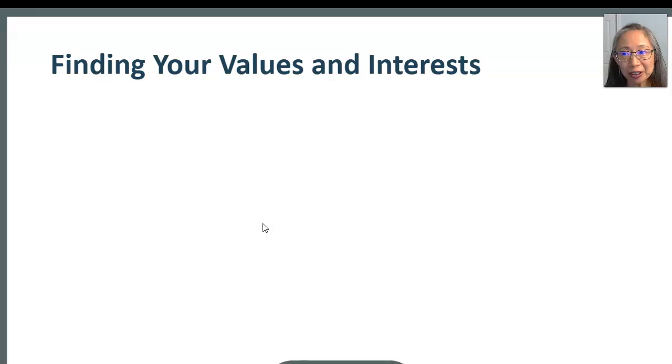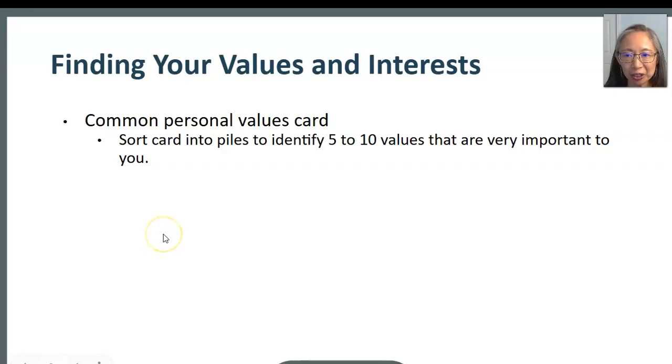So how do you find your values and interests? In the textbook, it provides an exercise that you can try out on your own. The exercise includes a list of personal values, and you can print it out and cut them into cards. The goal of the exercise is to sort the cards into piles so that you can identify the top 5 to 10 values that are very important to you.